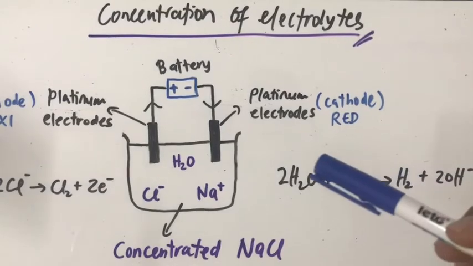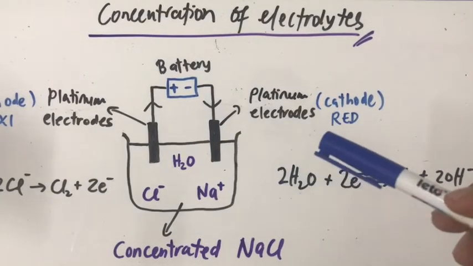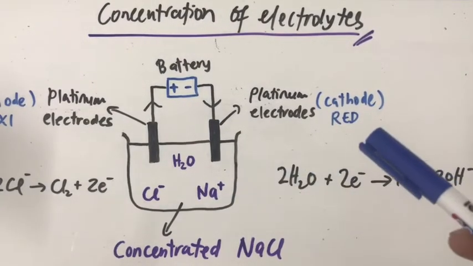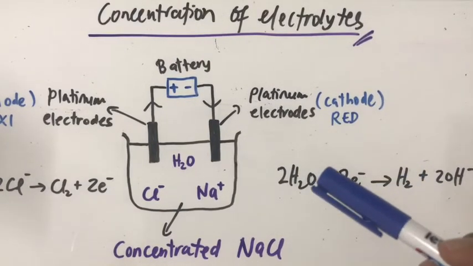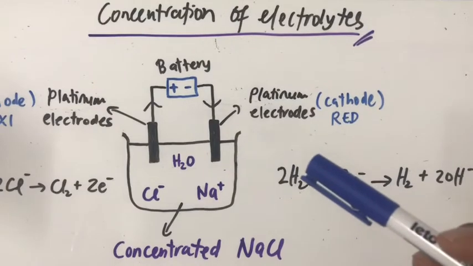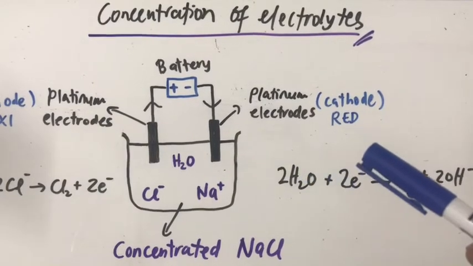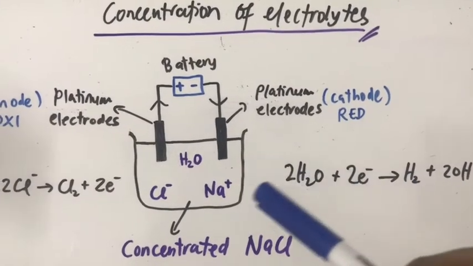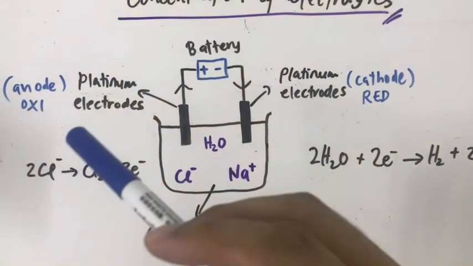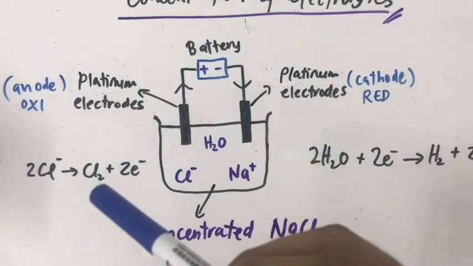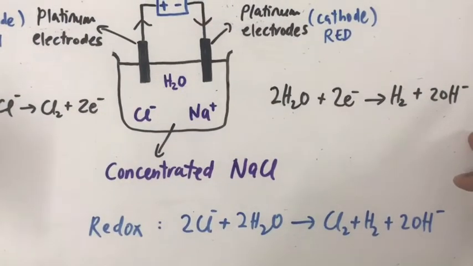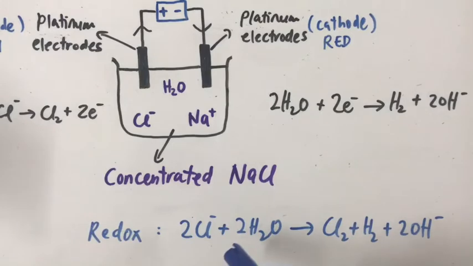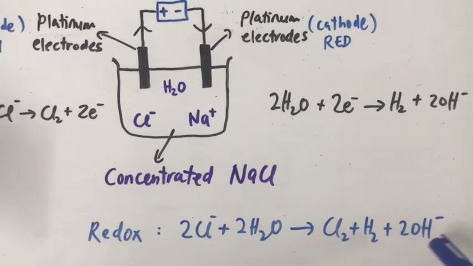This is because even though the concentration of Na+ is high in the solution, we compare the standard reduction potential for both Na+ and water. In this case, the water molecule has the more positive value compared to Na+. At the anode, there will be oxidation of chloride ion to produce chlorine gas. So the overall redox reaction can be written as 2Cl- plus 2H2O producing chlorine gas, hydrogen gas, and 2OH-.